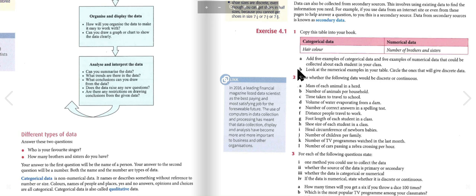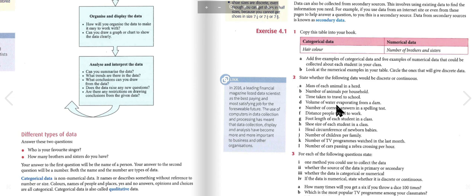Question 2. State whether the following data would be discrete or continuous. Mass of each animal in a herd. Number of animals per household. Time taken to travel to school. Volume of water evaporating from a dam. Number of correct answers to the spelling test.